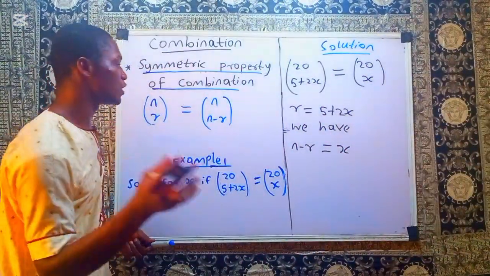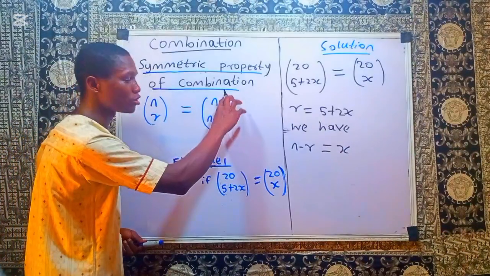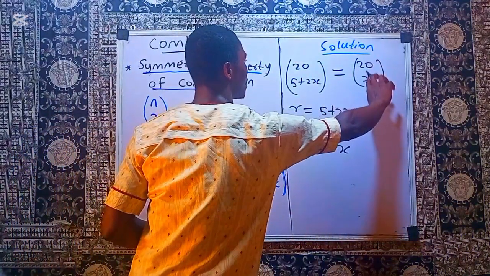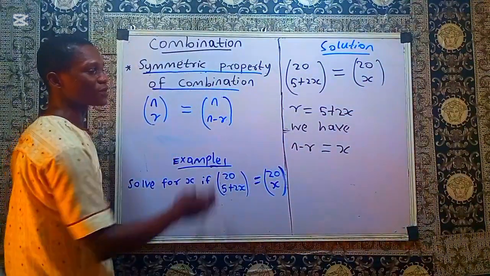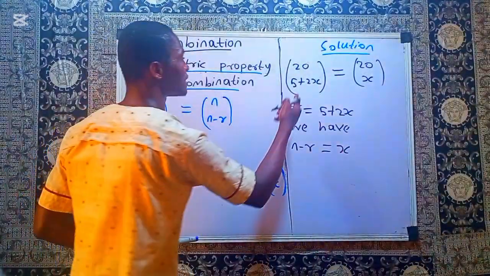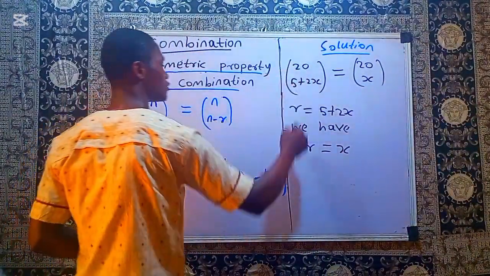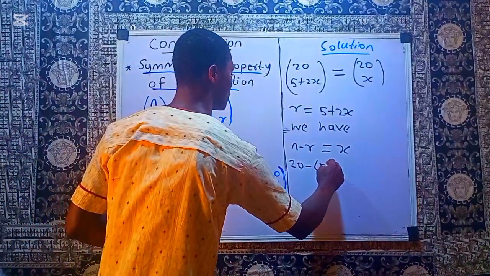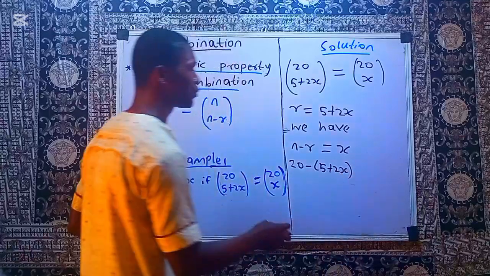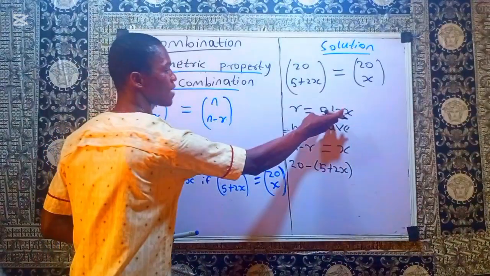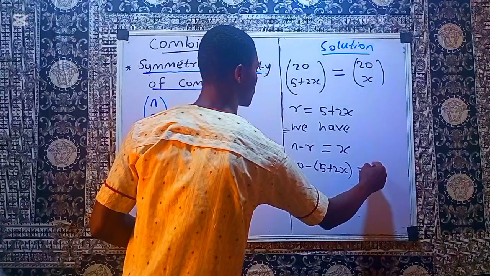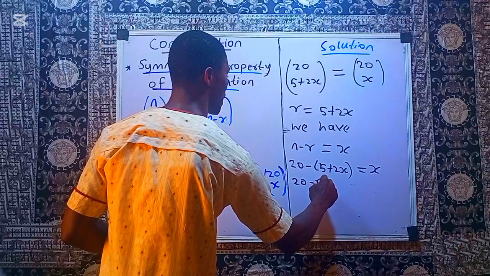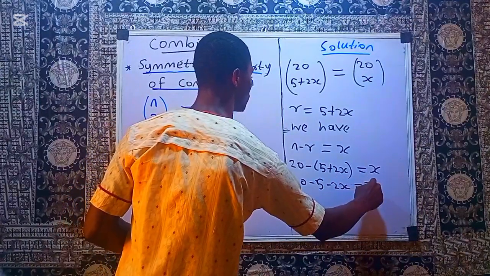I hope you are following what you are doing. So if you come to the second combination, what you have down here is what? N minus R. The second combination is this one. What you have down here is X. It means that N minus R is what? X. What is N? N is what? 20. So we are going to have 20 minus, what is R? R is 5 plus 2x. So I have to put it in a bracket, right? Because I have two things here. Then I have equal to what? X.